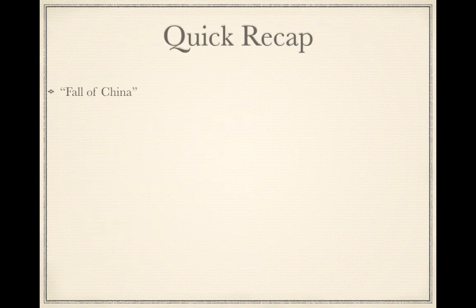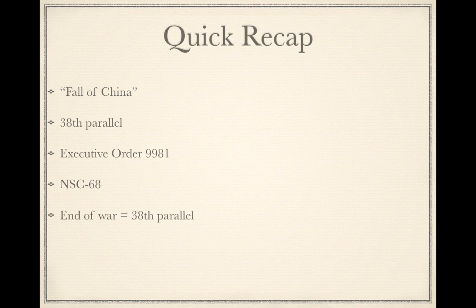All right, quick recap for this video. Know the fall of China and the influence it had on trying to prevent other countries from becoming communist. Korea was divided at the 38th parallel. Executive Order 9981 desegregated the military. NSC 68 drastically increased the spending of the federal government on the military. End of the war, has the same boundaries of the 38th parallel as the beginning of the war, an increase in defense spending and power of the executive branch.